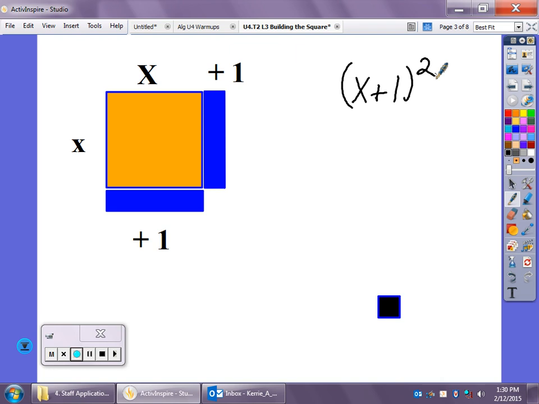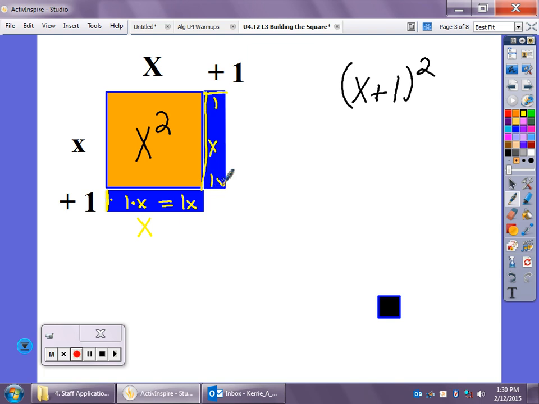Again, we have our x by x, so that's x squared. And this time, this is a 1-inch piece. Sorry, my plus 1 is in the wrong place. This is a 1-inch piece. And if this length is x, then so is this and so is this, because they line up, they're the same length. So this is x, so 1 times x makes this 1x. This is 1 by x, so that makes this 1x. So I have 2 x's.